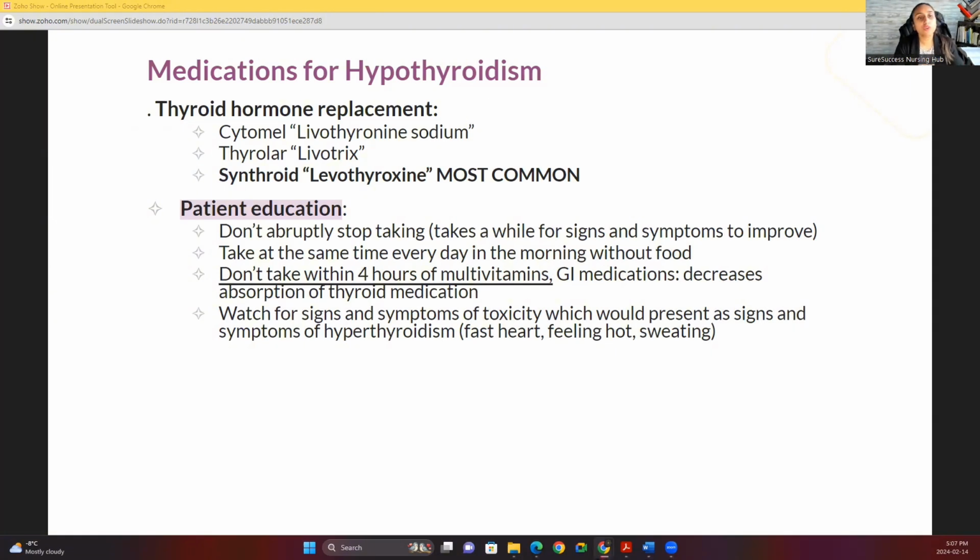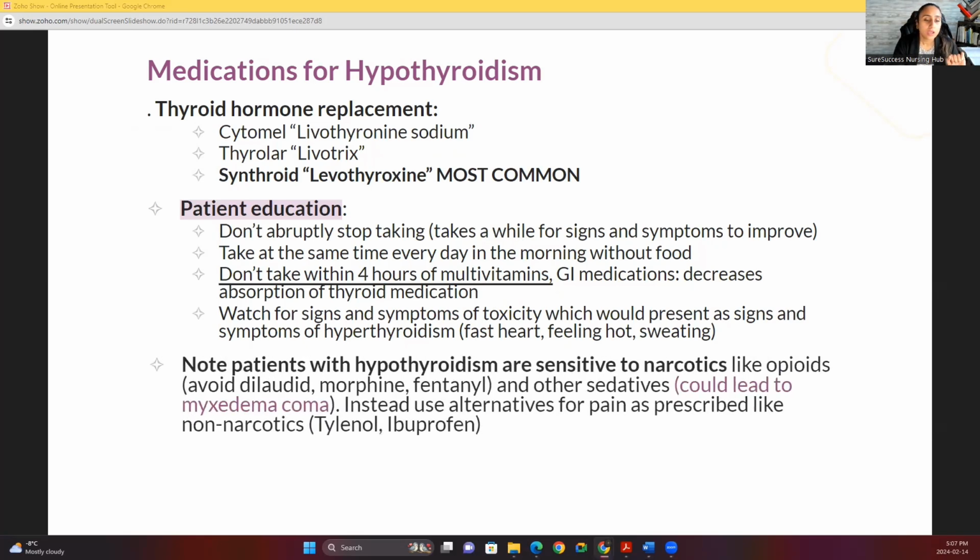And of course, when you are giving the thyroid pill, always look for the signs of toxicity. Toxicity means his or her thyroid can be super increased. So always monitor those things. All right. Note, patients with hypothyroidism are sensitive to narcotics and other sedatives, and it can lead to myxedema coma. So in case they need pain medication, give non-narcotic pain medication like Tylenol, Brufen, Advil. Give those ones. All right, understood. Hypothyroidism.